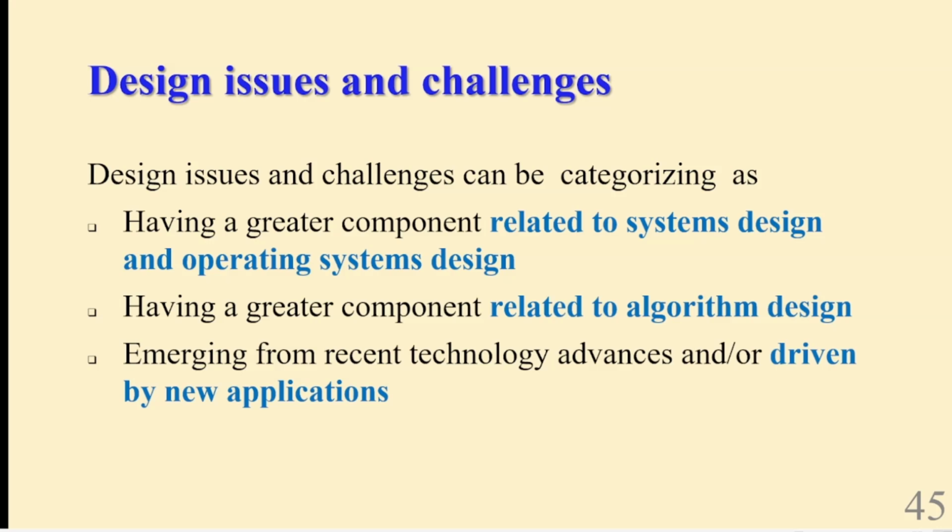The classification of design issues can be categorized into 3, as you can see over here: system design, algorithm design, and applications. System design and operating system related. Here it involves designing the overall architecture of the distributed system. Examples are communication, naming, synchronization, security, fault tolerance. These things decide how the distributed system should work.